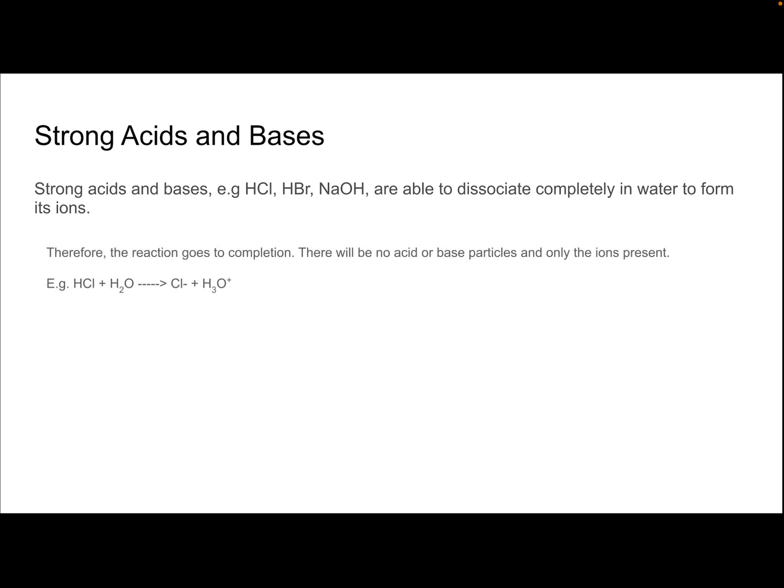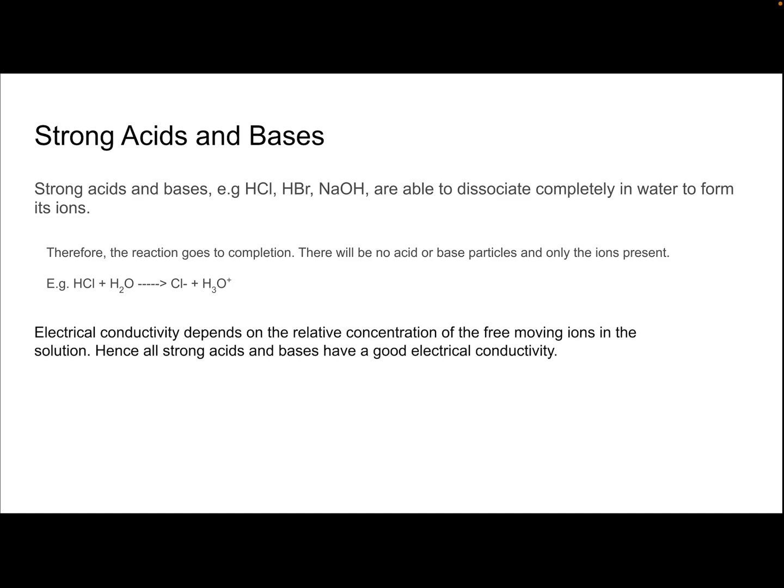We express this in a reaction by using a direct arrow to indicate the reaction goes to completion. So there are no more acid or base particles remaining after the dissociation. For this example, we have HCl and H2O, and after the dissociation, there are only Cl- and hydronium ions in the solution. The electrical conductivity of a solution depends on the relative concentration of the free moving ions in the solution. Because all strong acids and bases will fully dissociate in water to form ions, which are free moving in the water, all of these strong acids and bases will have a good electrical conductivity.